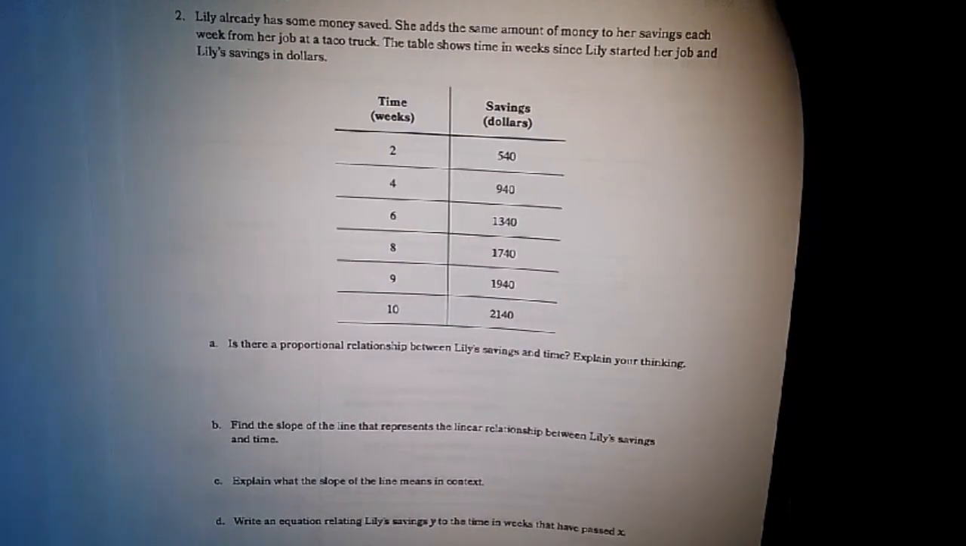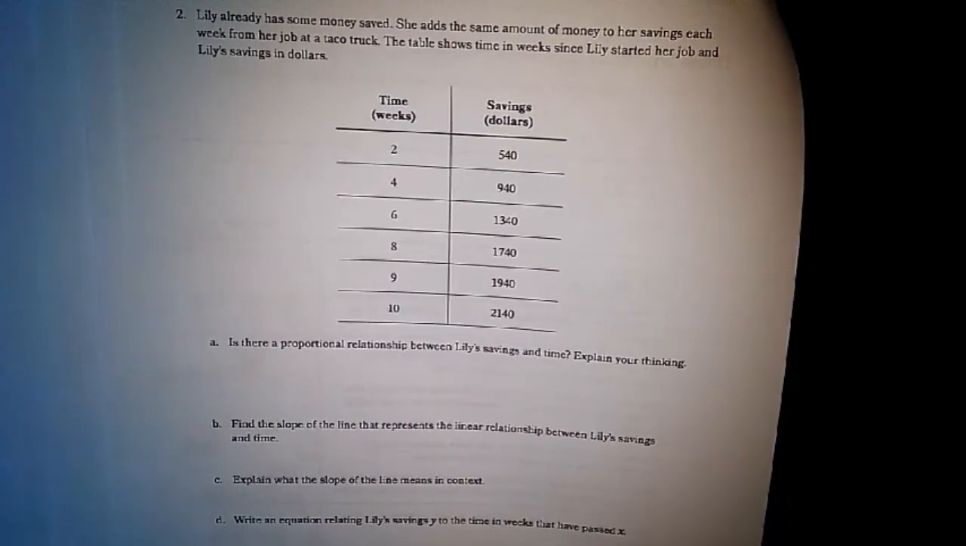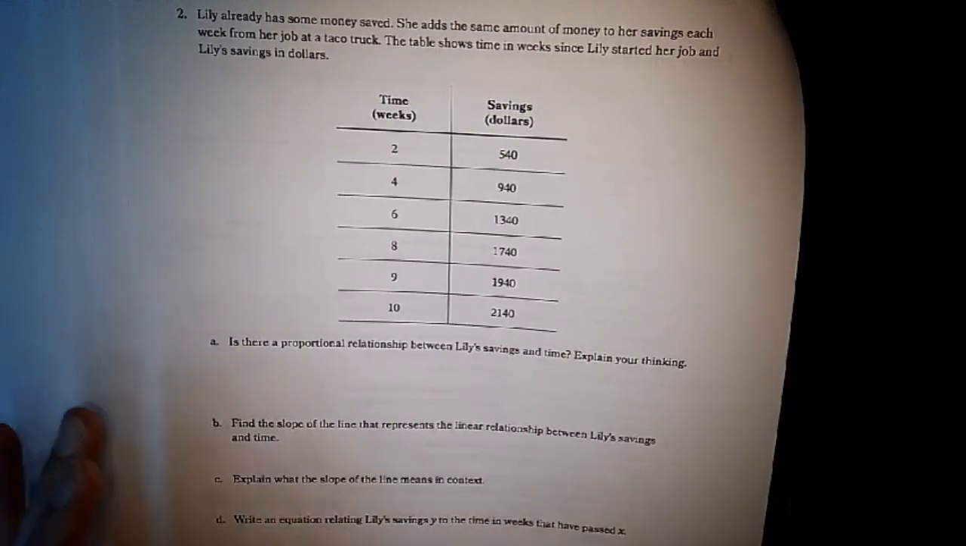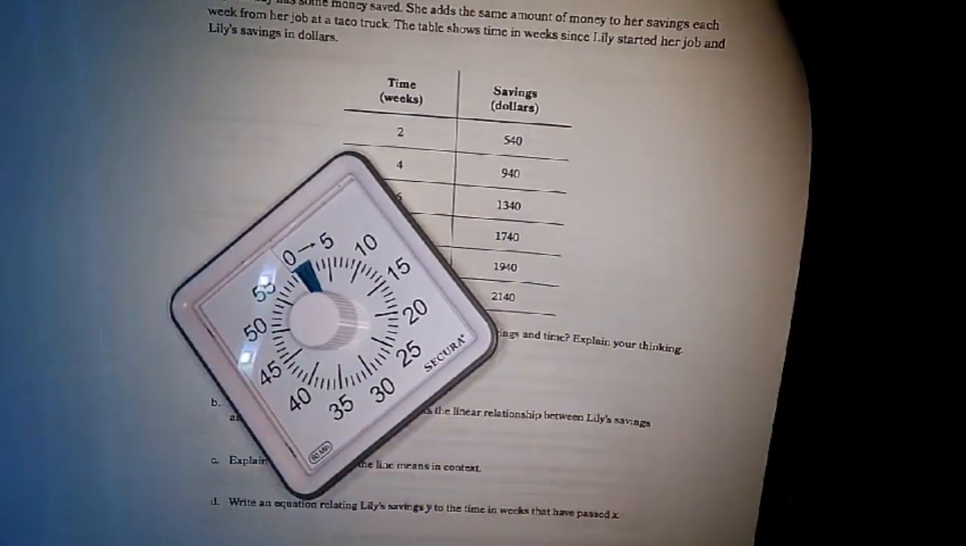Explain your thinking. I'm going to give you 2 minutes to do A through D. I just want you to read through it and work through it, and then we are going to do a think, pair, share. So, 2 minutes starting now. Go.